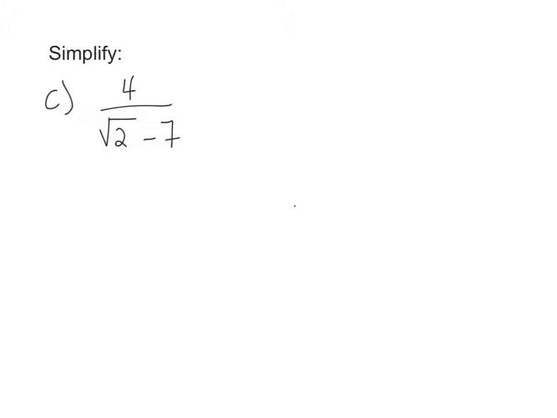To simplify this, 4 over root 2 minus 7, we need to make it so that there is not a radical in the denominator, right? Because the radical that's there, root 2, is simplified. If you just look at root 2, there's no perfect square factor. The problem is that it's in the denominator and we can't have a radical in the denominator. And so we need to multiply by something to get rid of that.